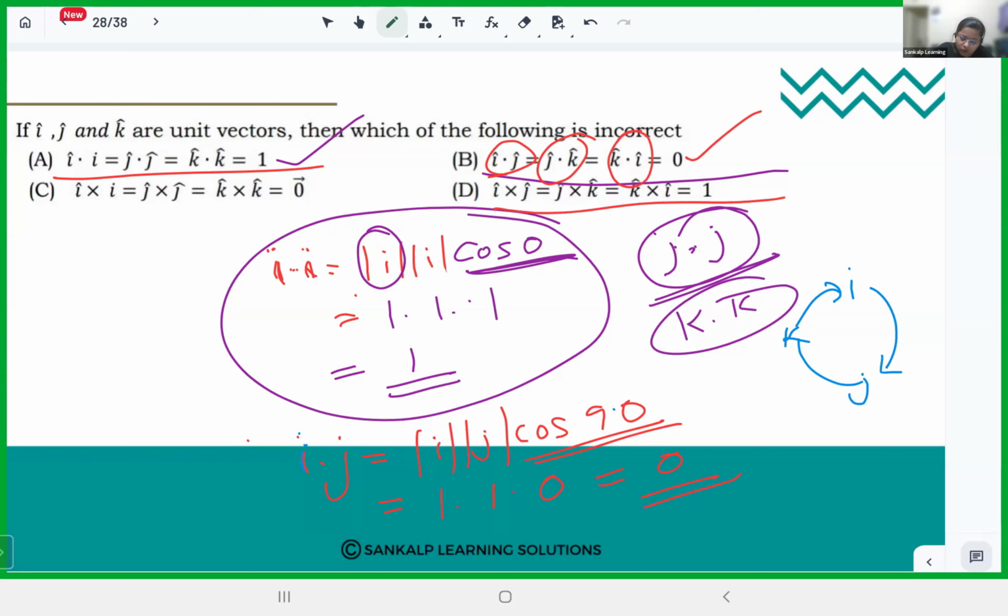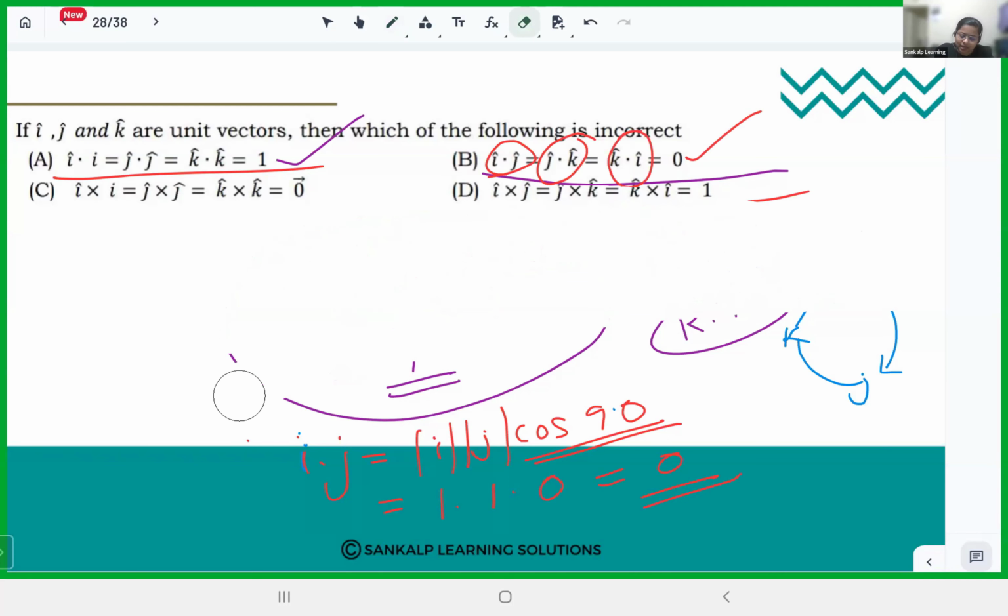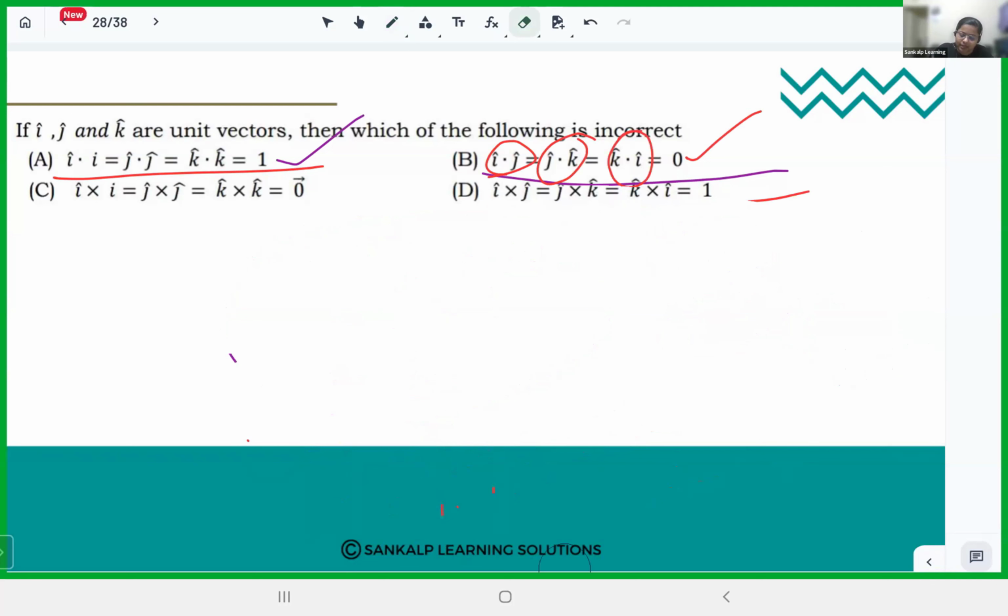Now what about the fourth option? i cross j, j cross k, k cross i, that is equal to 1.